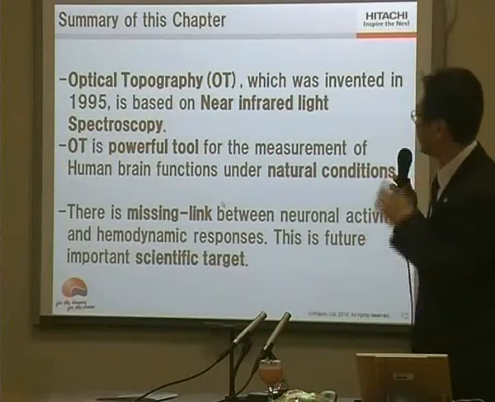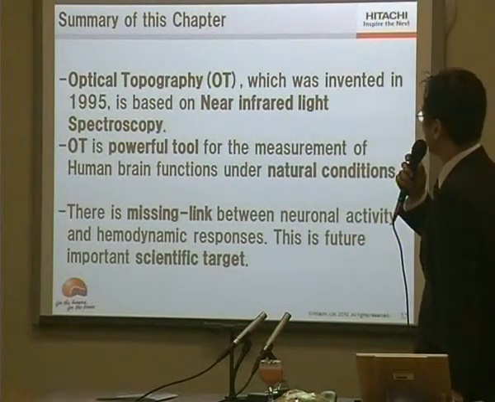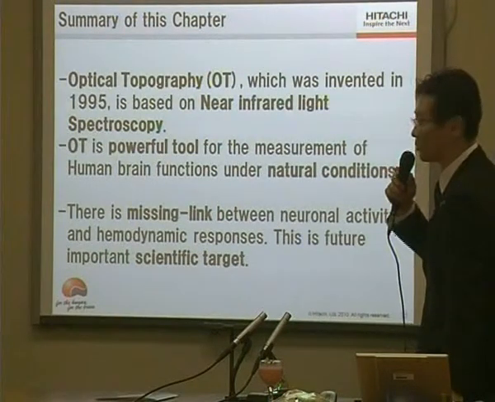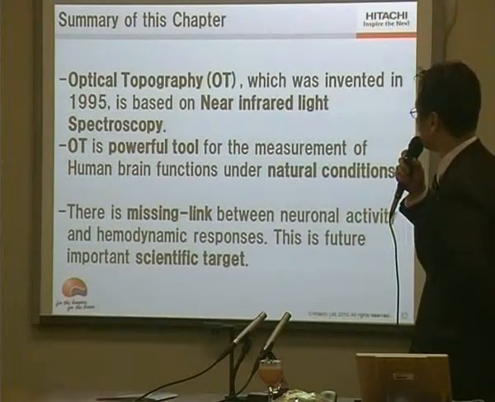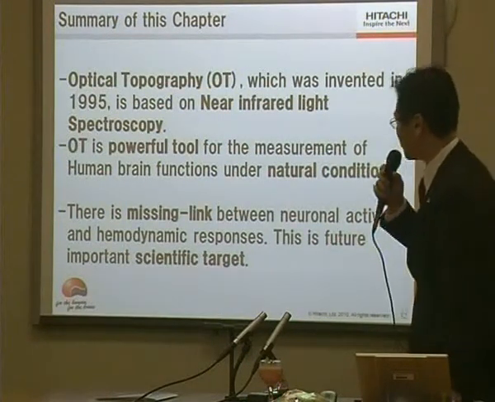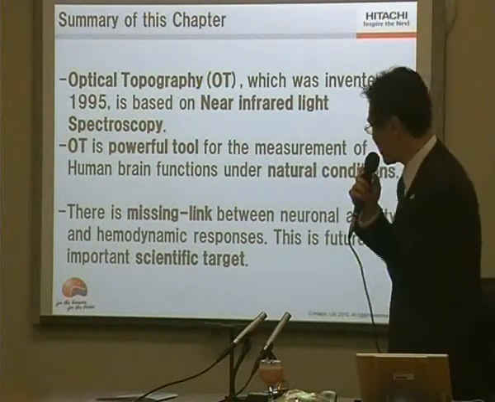And the summary of this chapter: first, optical topography, which was invented in 1995, is based on near-infrared light spectroscopy. And optical topography is a powerful tool for the measurement of human brain functions under natural conditions. There is a missing link between neuronal activity and hemodynamic responses. This is an important future scientific target.